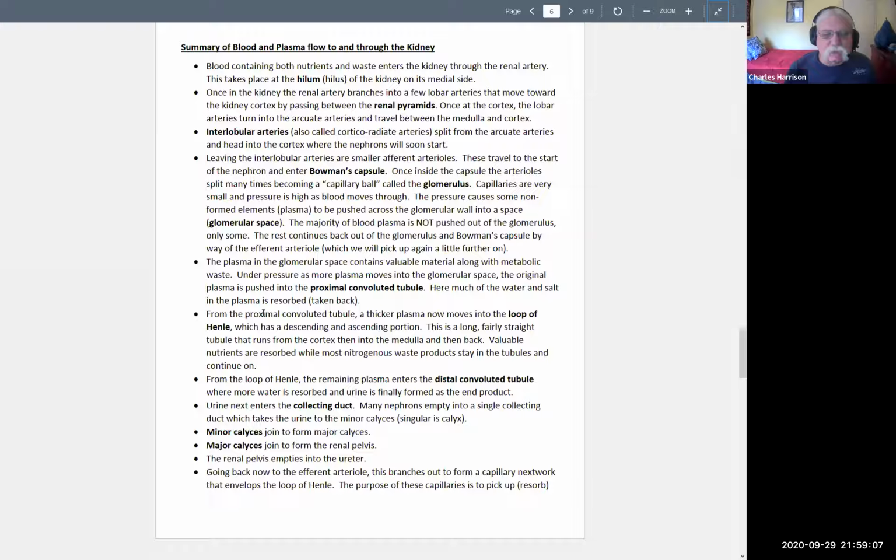From the proximal convoluted tubule, and it's convoluted because it twists a bit, a thicker plasma now moves into the loop of Henle. There's a descending portion, the actual loop, and then the ascending portion of the loop of Henle.